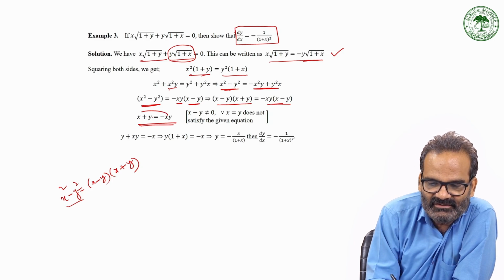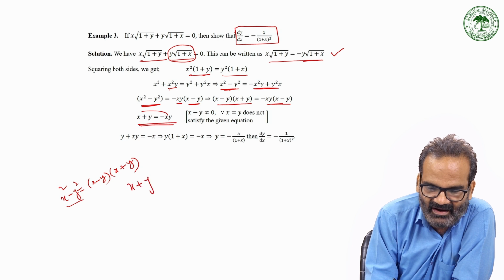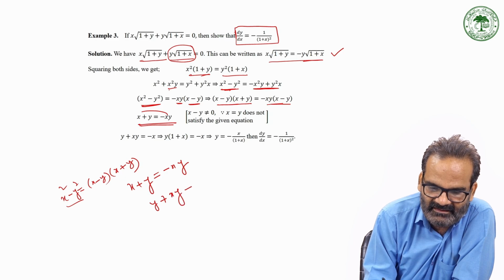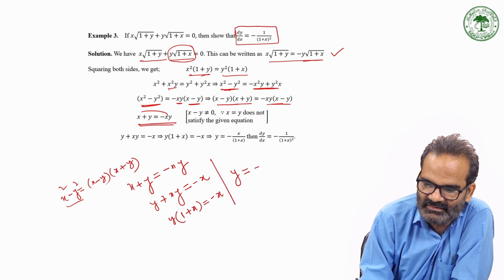Transfer this xy to the right hand side, and you will get x plus y is equal to minus xy. This can be written as y plus xy is equal to minus x. Take y common. What is left here? y(1 plus x) is equal to minus x. So this implies y is equal to minus x upon 1 plus x.